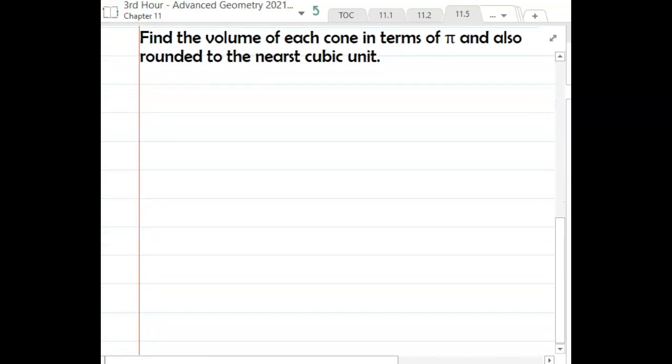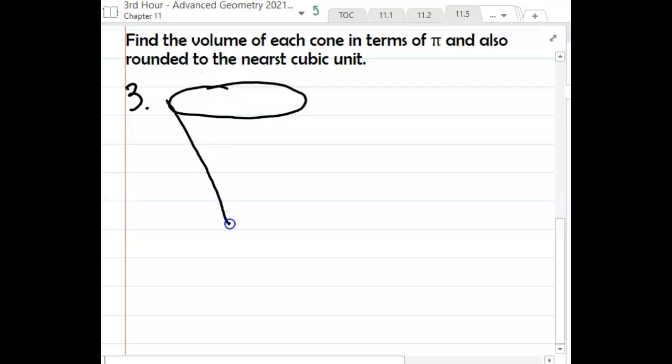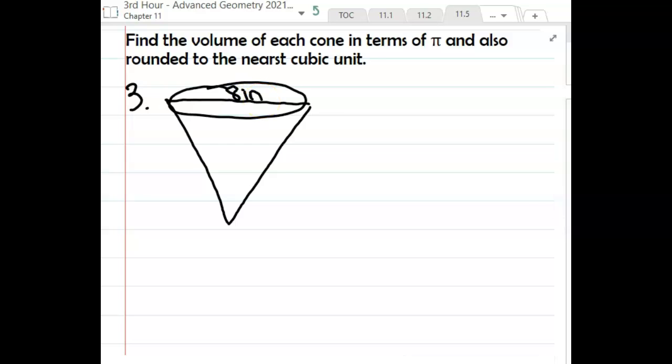Okay, so let's move on to the cones. Kind of like yesterday, we're going to find the volume of the cone in terms of pi, and then we will estimate to the nearest cubic unit. Okay, so let's say we've got an upside down cone here, all the way across is 8 inches. And then when you measure down the side, it is 11 inches.